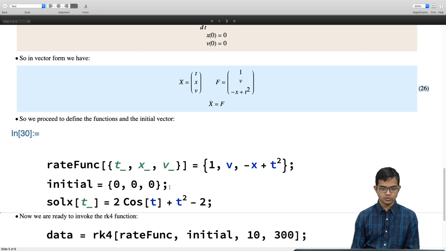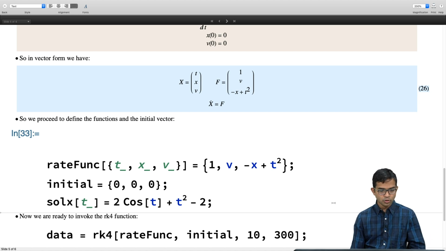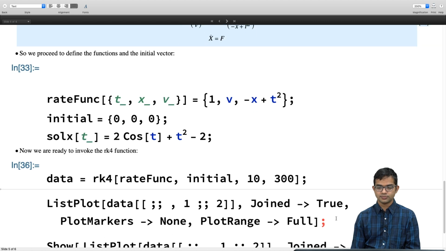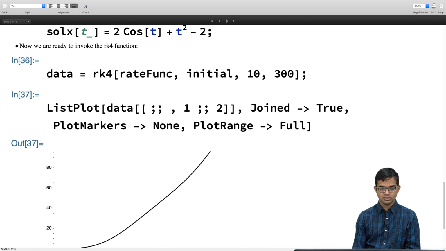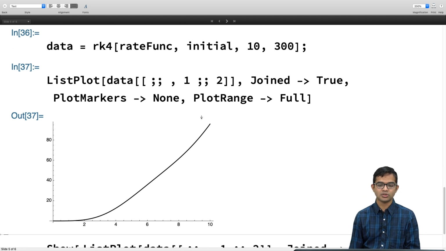The initial vector is 0, 0, 0, and then my solution has changed: 2 cosine of t plus t squared minus 2, and then we go ahead and invoke the RK4 function. I'm only going up to 10 this time, right? So you will see in a moment that this is what the solution looks like. It is basically quadratic in nature. I have chosen a small enough t so that I can see the small wiggles which you can see, right?